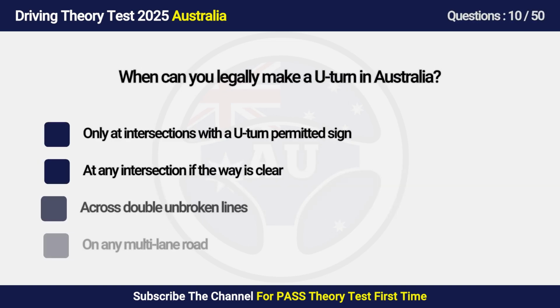Question 10. When can you legally make a U-turn in Australia? A. Only at intersections with a U-turn permitted sign. B. At any intersection if the way is clear. C. Across double unbroken lines. D. On any multi-lane road.